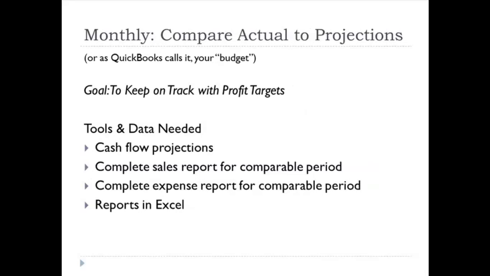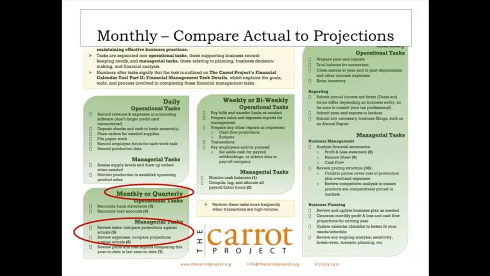All right, so the next one we're going to do is compare actuals to projections, and what I call projections, QuickBooks calls budget. So for the purposes of this presentation, they're going to be interchangeable. On the checklist, you can see it under the monthly or quarterly, and it's under managerial tasks. And we're actually going to combine two of these managerial tasks. We're going to combine review sales, compare projections against actuals, and review expenses, compare projections against actuals.